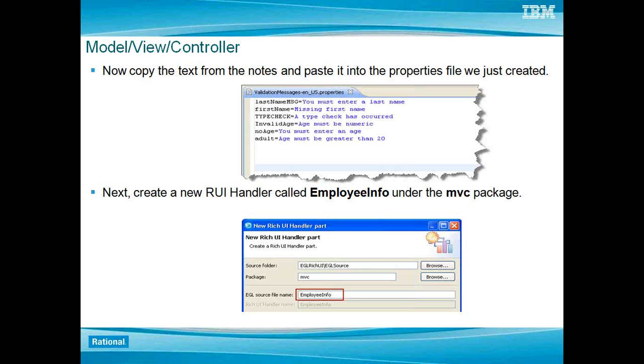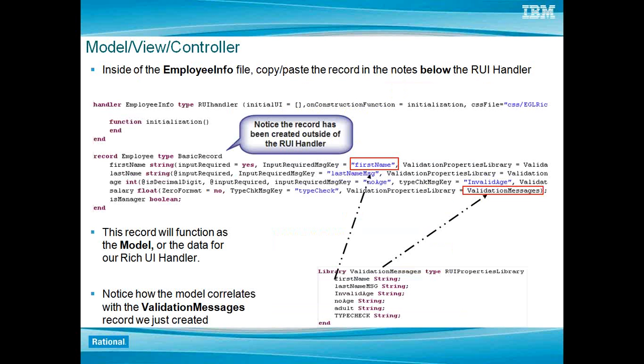Now, once we have done this, we are creating an employee under the MVC package. We are creating an employee info rich UI handler. Inside the rich UI handler, we are creating a basic record type, and inside this employee record we are creating some fields or variables, like first name, whose type is a string. In the curly braces, we are giving some properties like inputRequired. This is the required field, and then inputRequiredMessageKey. Then we are binding it with the message key.